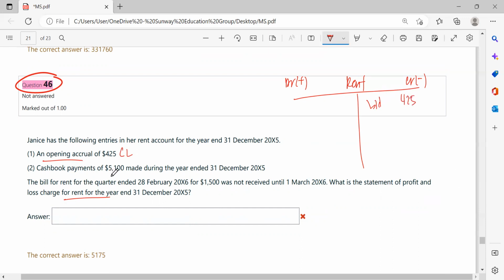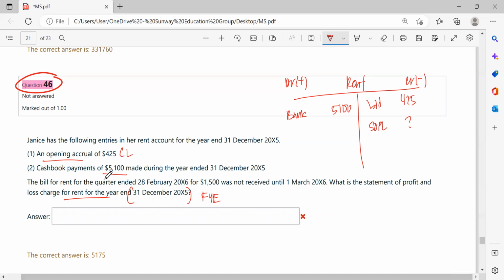Then during the year, they make a payment of 5,100. So simple: debit rent, credit bank, 5,100. Then the third step, charge to SOPL. It's supposed to be on the minus side, and this is the amount that we're supposed to find out. So what is the closing balance here? Your financial year end is 31st December 2015.